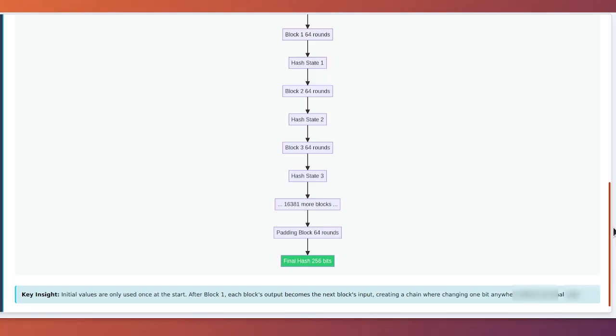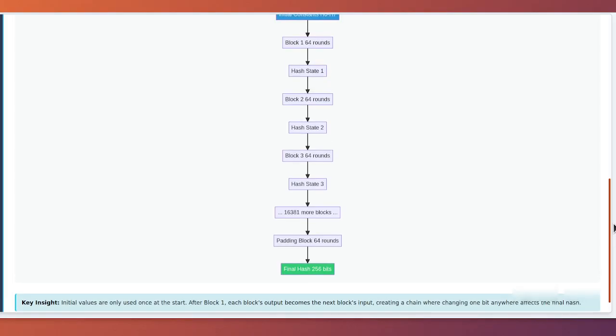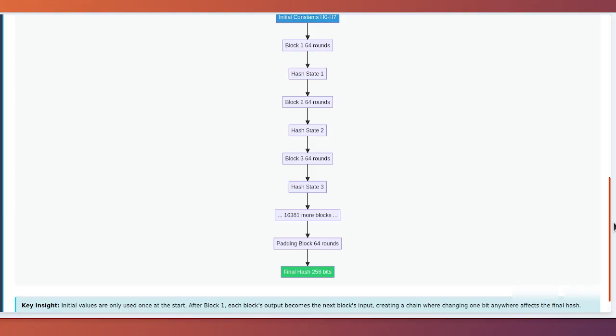This pattern continues. Block 4 starts with the output from block 3. Block 5 starts with the output from block 4. Each block's processing depends on all previous blocks through this chaining mechanism. If you change even one bit in block 1, it affects the output hash state from block 1. This, in turn, affects how block 2 is processed, which then affects block 3, and so on, all the way to the end. This is how SHA-256 achieves its avalanche property across large files. The hash state acts as a running summary of everything seen so far.